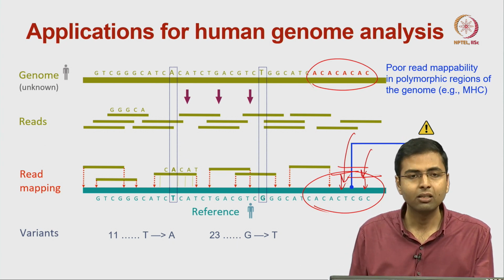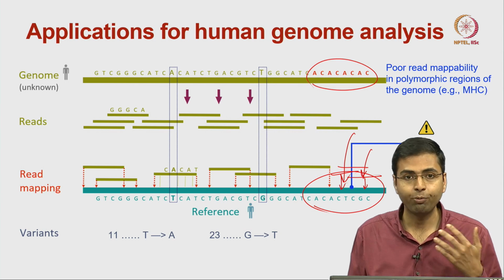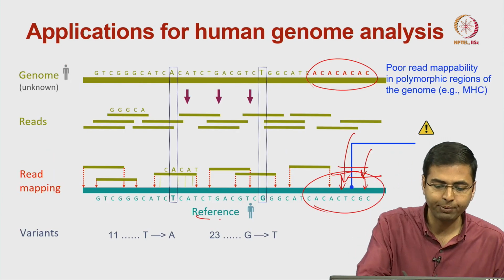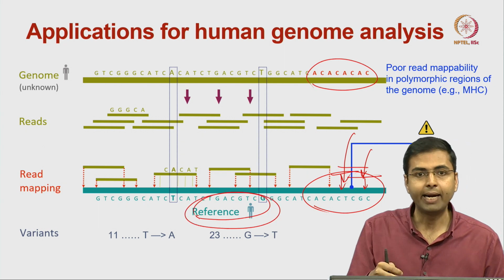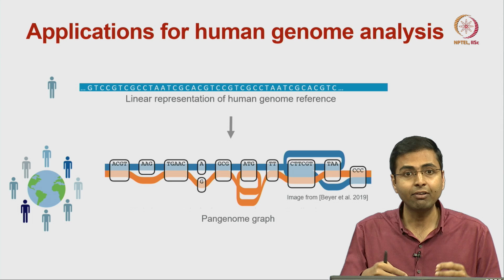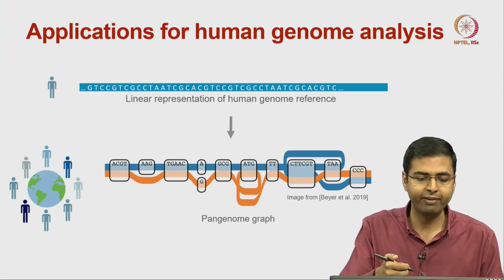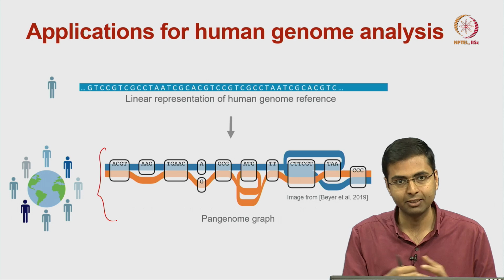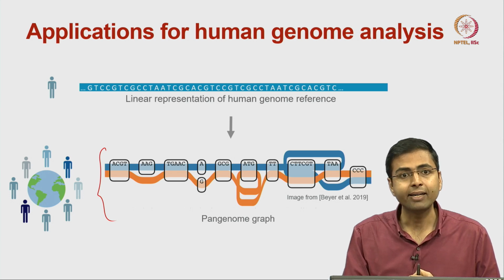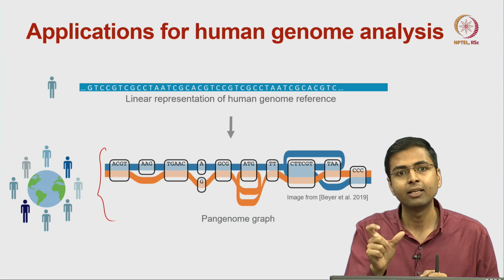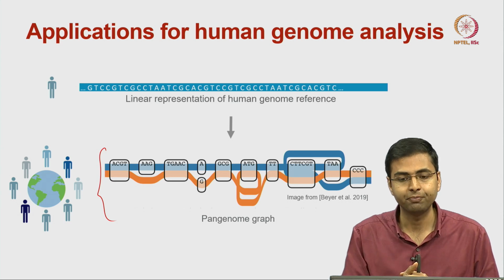So, this is where the pangenome references are promising, because what we can do is replace this reference genome, and instead of having a linear representation of the reference, we can have a richer representation where the reference comprises genome sequences of multiple individuals, so that for every target genome we have some region of similarity in the pangenome graph.